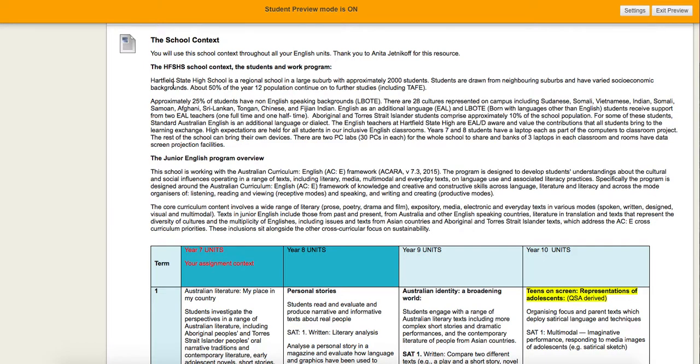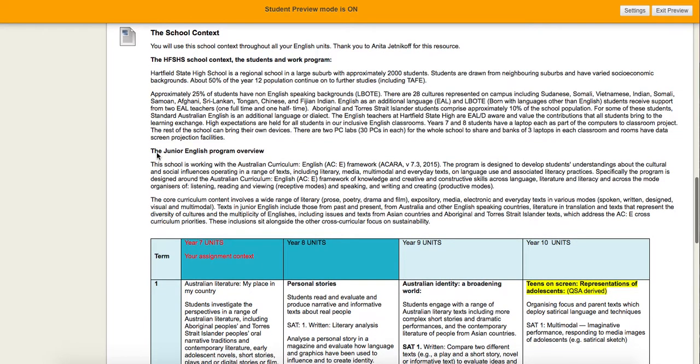You need to have a really good read of this context. It gives you information about how big the school is, the social and cultural backgrounds, the language backgrounds of your students, as well as what resources are available for you. And it also talks about the curriculum and how that's designed. Obviously, this one is aligning quite closely with the Australian curriculum for English. It just gives you a bit of information about how this unit work program is put together.